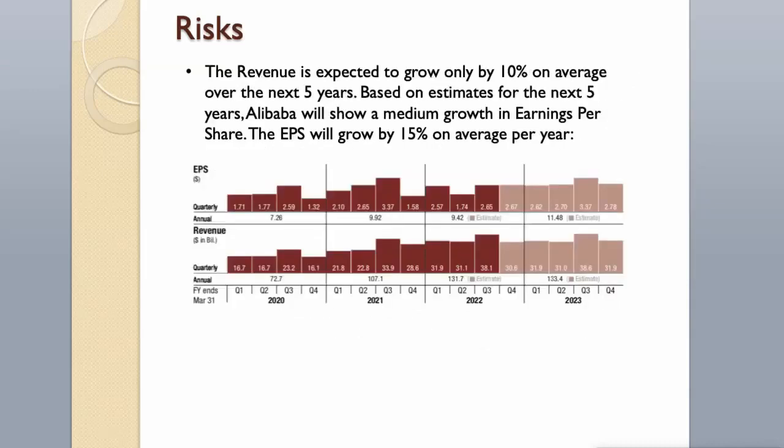The revenue is expected to grow only by 10% on average over the next 5 years. Based on estimates for the next 5 years, Alibaba will show a medium growth in earnings per share. The EPS will grow by 15% on average per year.